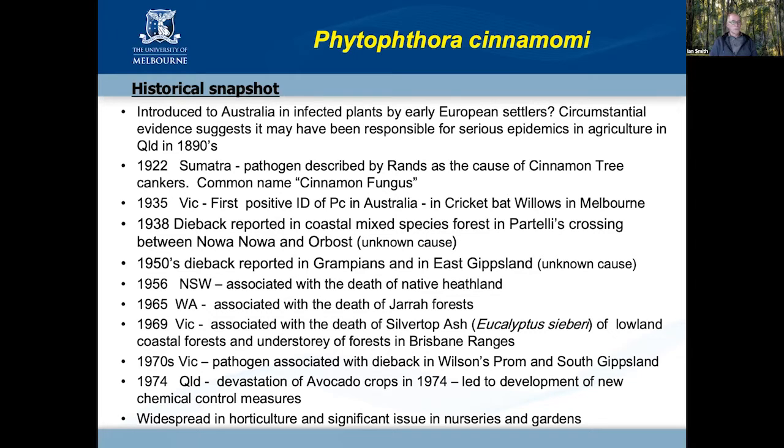However, in 1956, Phytophthora cinnamomi was associated with the death of native heathland in New South Wales. And then the big one was in 1965 with Dr. Frank Podger, who did his thesis on jarrah forests and the death of them in Western Australia, to categorically find out that the death was caused by Phytophthora cinnamomi. In 1969, just four years later, it was associated with the death of silvertop ash on the lowland forests of East Gippsland and an understory in the forests of Brisbane Ranges. In the 1970s, the pathogen again was associated with dieback at Wilson's Prom and in South Gippsland.